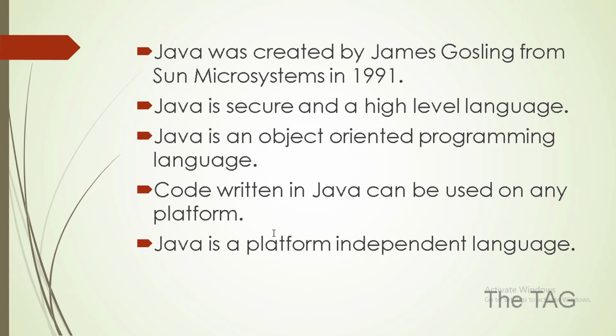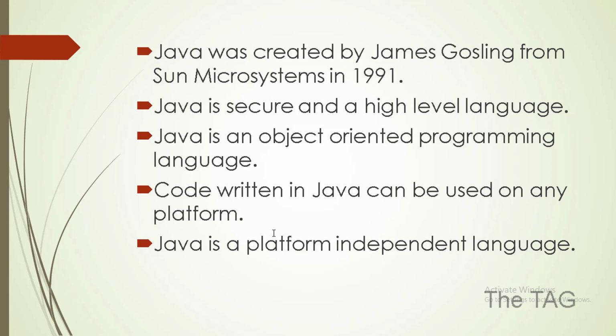Java is a secure and a high-level programming language, and it is object-oriented as well. If you don't know about object-oriented programming, click on the top right corner and check out my video on object-oriented programming. Java was developed by Sun Microsystems and was released in 1995.